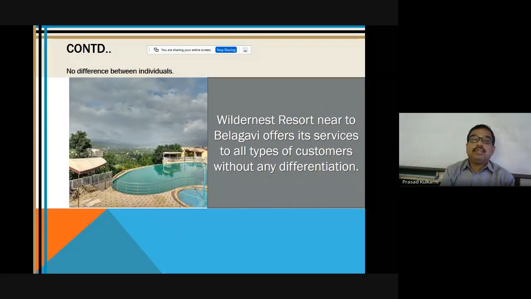Second, if there are no differences between the individuals, this is a resort near the Goa and Karnataka border. They do not differentiate individuals, whether you come in a luxury car or an ordinary car. The services are given to the customers without any differentiation. Therefore, in such services, we do not have much involvement of the customer. So the customer participation is low.